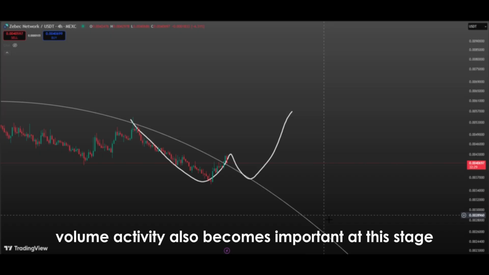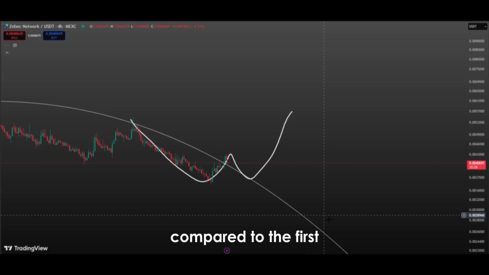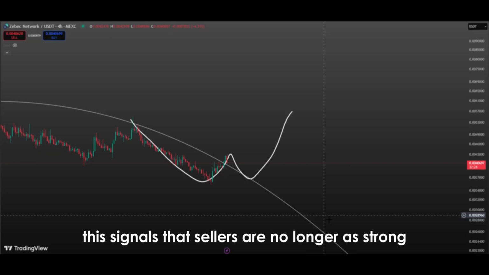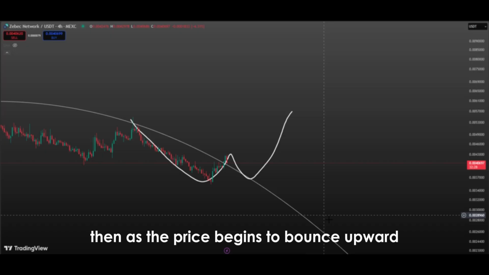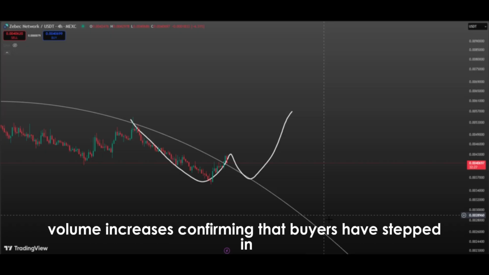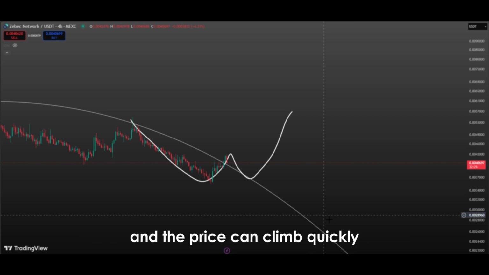Volume activity also becomes important at this stage. Generally, volume is lower during the second bottom compared to the first. This signals that sellers are no longer as strong. Then, as the price begins to bounce upward, volume increases, confirming that buyers have stepped in. From this point onward, the second leg of the W formation is complete, and the price can climb quickly.